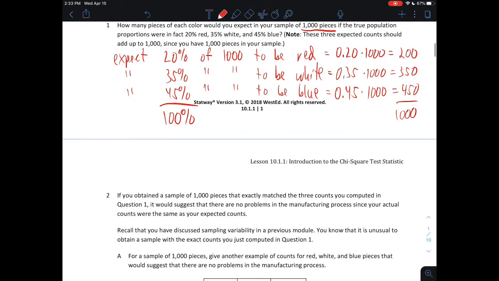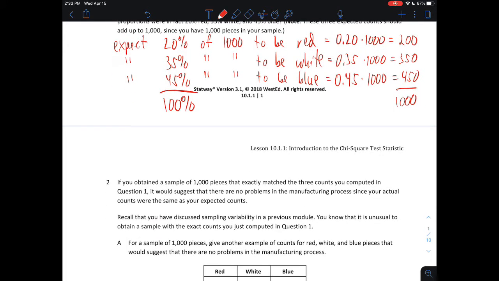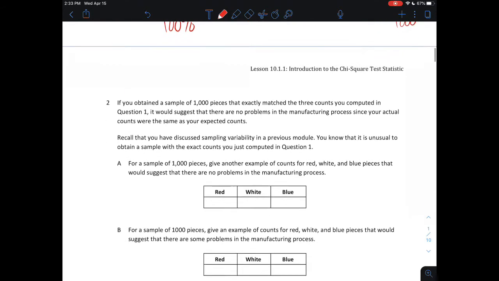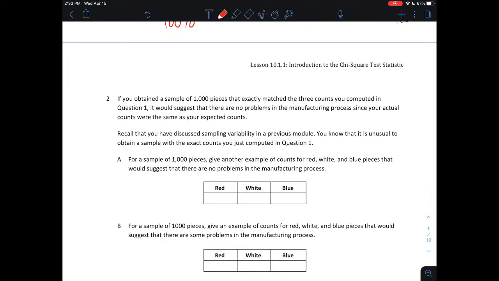Okay, so now moving on to number 2, if you obtained a sample of 1,000 pieces that exactly matched the 3 counts you just computed in question 1, it would suggest that there are no problems in the manufacturing process, since your actual counts were the same as your expected counts. Recall that you have discussed sampling variability in a previous module. You know that it is unusual to obtain a sample with the exact counts that we just computed in question 1. So question A. For a sample of 1,000 pieces, give another example of counts for red, white, and blue pieces that would suggest that there are no problems in the manufacturing process.